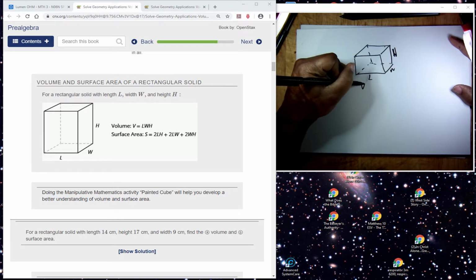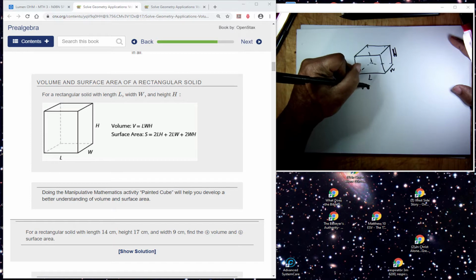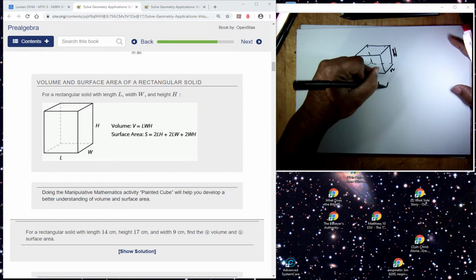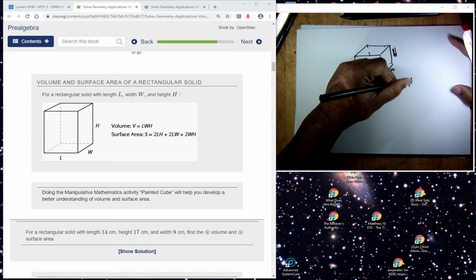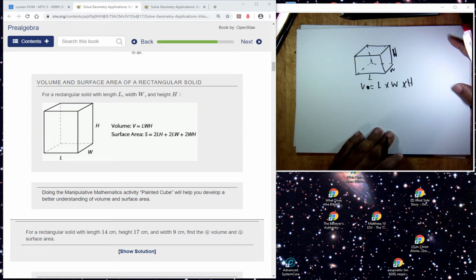So volume is equal to length times the width times the height. Okay. And it's measured in cubic units, so let's take a look at a problem here.